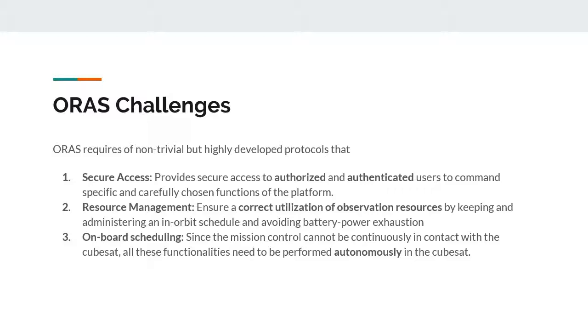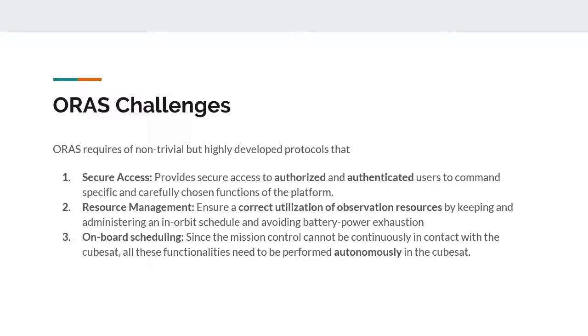A second point is resource management. So we have a set of resources on board. We're talking about payloads, in this case, for instance, observation payloads. We're talking about memories, processors, and so on. So the correct utilization of these resources is crucial in order to avoid users making malicious utilization of such resources, or, let's say, overbooking memories or power, in order to guarantee that the satellite can still be operating while being shared among different users.